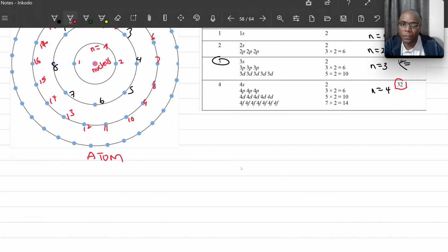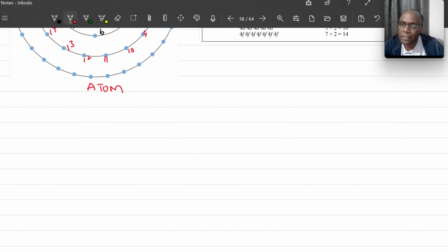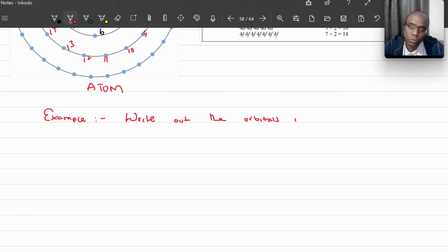Now, for your practice, let's work out an example. Here you need to write out the orbitals in the fourth shell, just for the sake of practicing. Now we know that the fourth shell is n equals 4.